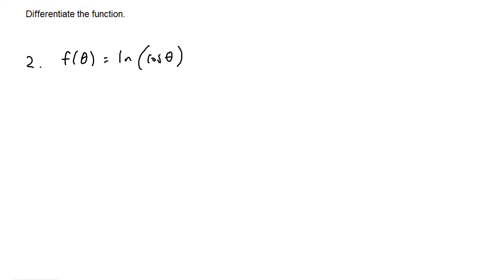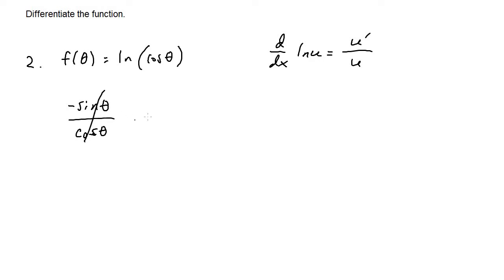Now for number 2, we have f of theta equals ln of cosine theta. Realize cosine theta is our inside function. So once again, the derivative of ln of some function u is going to be, we take the derivative of the inside function over the inside function itself. So if cosine of theta is our u, derivative of cosine theta is going to be negative sine theta over the inside function itself, so over cosine theta. Now sine theta over cosine theta is tangent theta, so then we get f prime of theta equals negative tangent of theta.